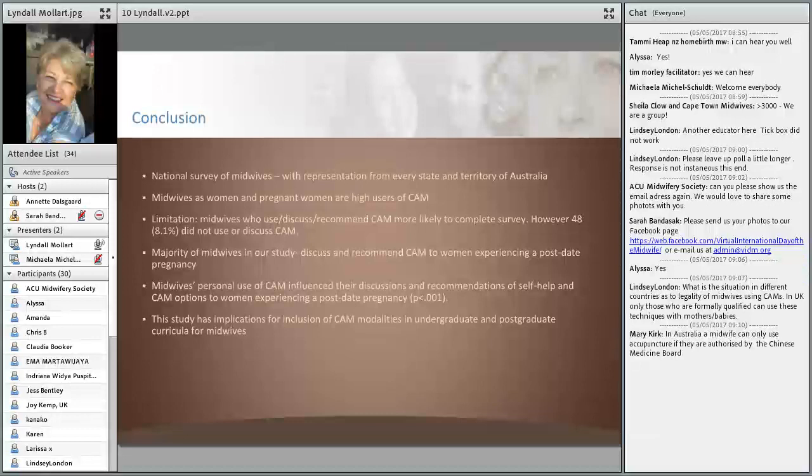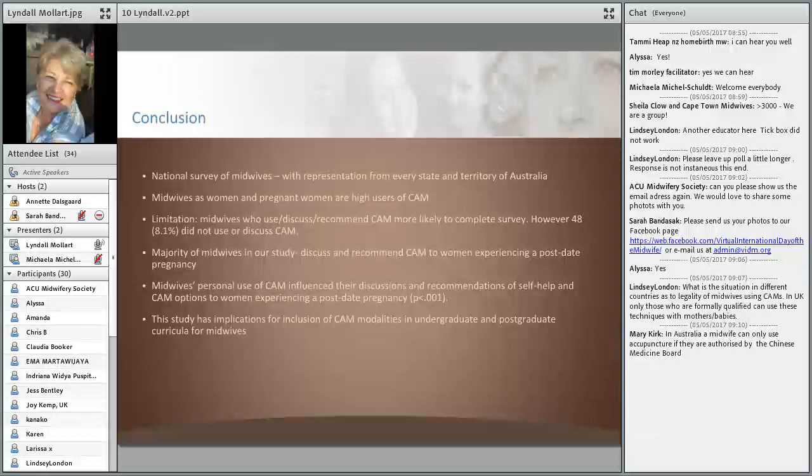This increased use of CAM by women, as I said, generally, and pregnant women specifically, is linked to the pursuit of more choice, empowerment, and greater autonomy in healthcare decision making, which also fits in with the midwifery philosophy.